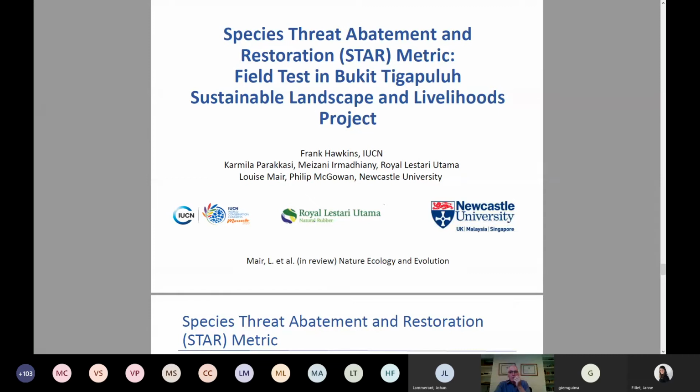The technical components of this methodology have been developed in collaboration with Newcastle University, and there's a publication in review in Nature Ecology and Evolution, which should be out in the next month or so, that gives you the details of the methodology. So I'm not going to preempt that, except to give you a very quick high-level view of what the STAR methodology is intended to do.